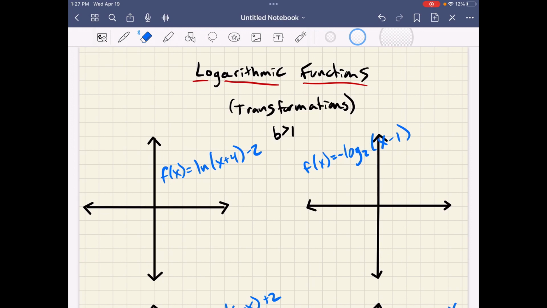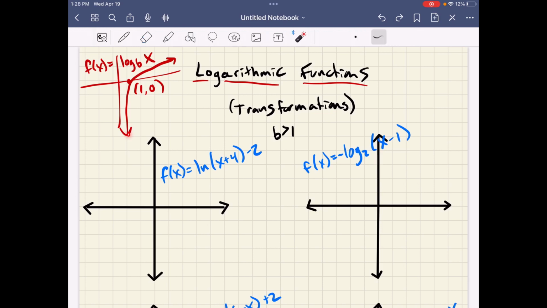Alright, in this video we're going to look again at logarithmic functions, specifically what kind of transformations we can do to those functions. If you'll remember, the parent function for log base b of x is going to look like this, a curve like that, and I'm always going to have that coordinate right there of (1, 0), and that's for any logarithmic function. And again, we're talking about logarithmic functions when b is greater than 1.